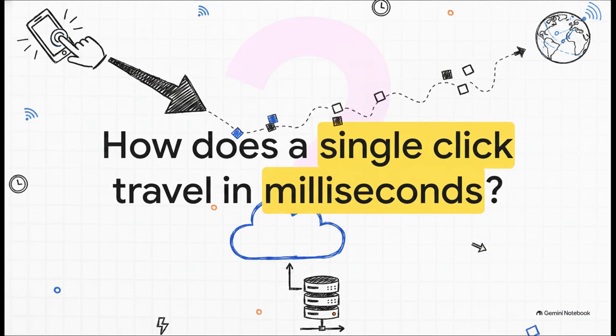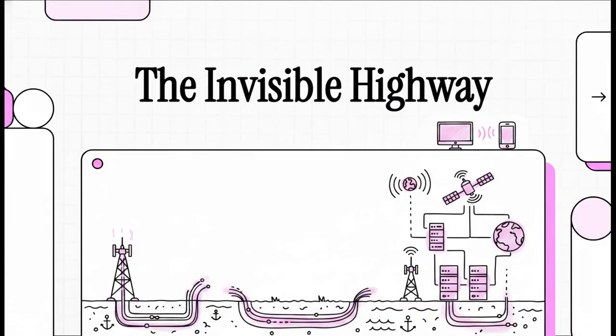So you click a link on your phone or you hit send on a message and boom, it's there. Have you ever actually stopped to wonder how that single command travels across the entire globe in just milliseconds? I mean, how exactly does a simple tap on a glass screen navigate this massive invisible highway of the internet to fetch information instantly? Well, welcome to this explainer.